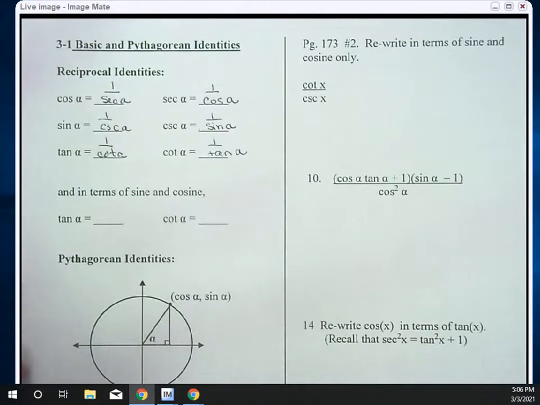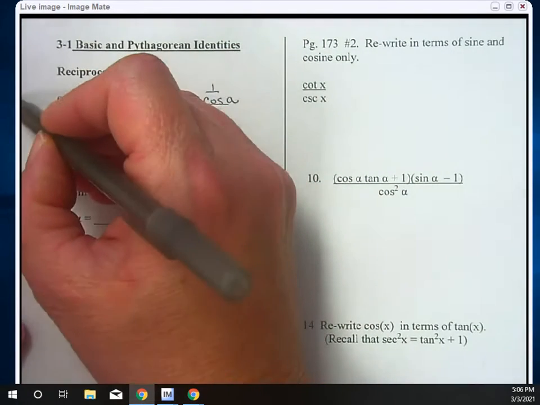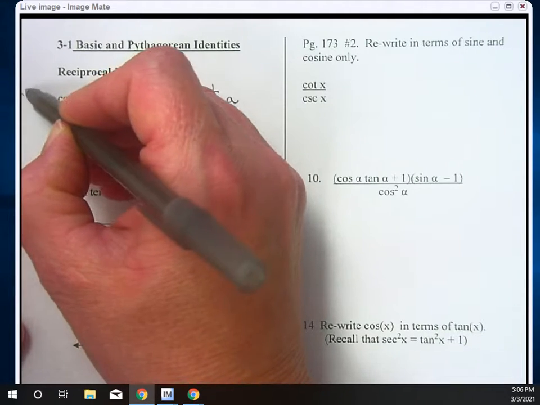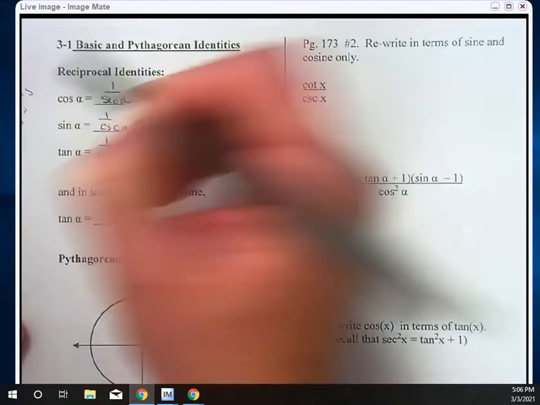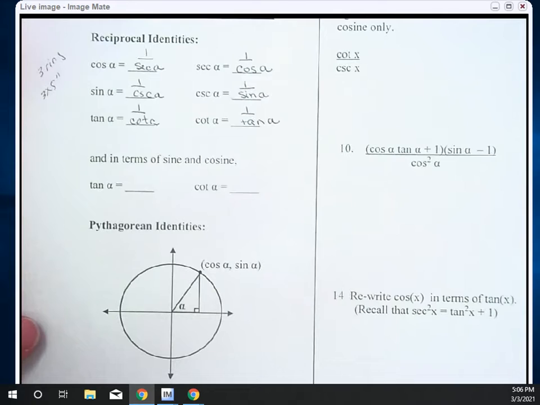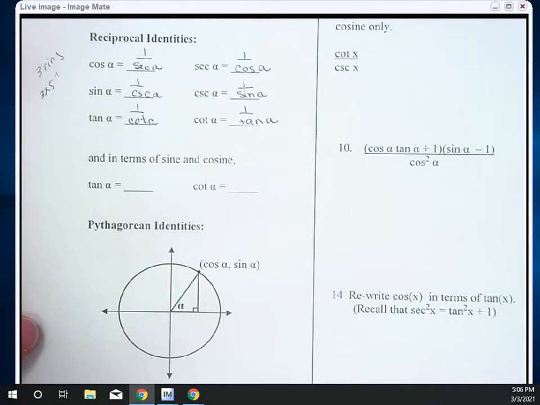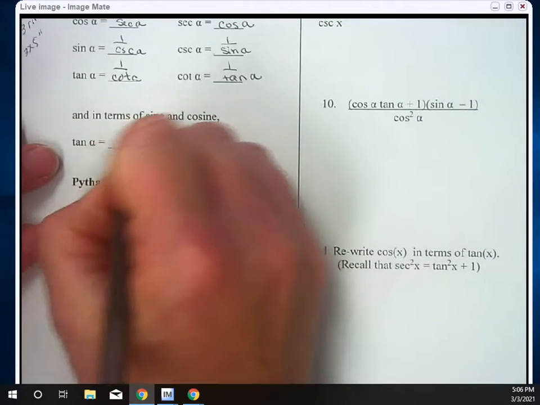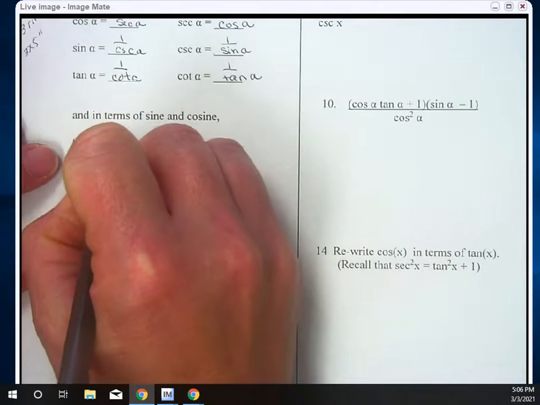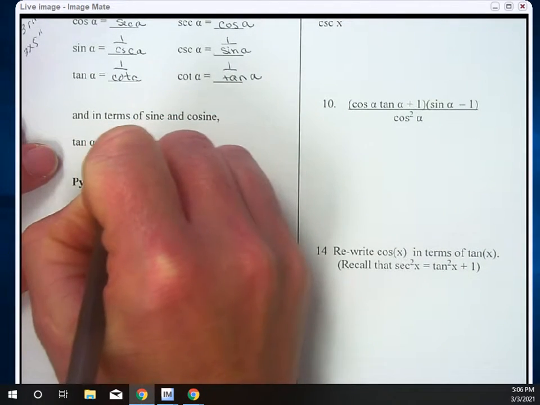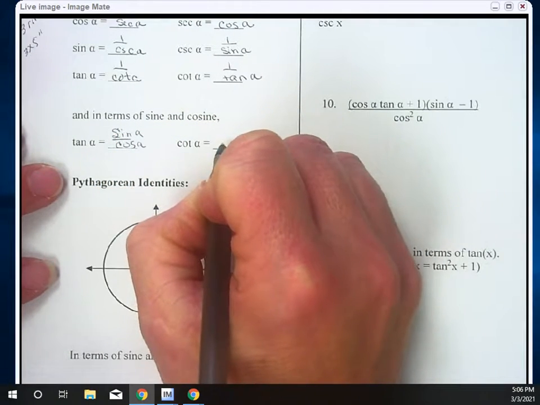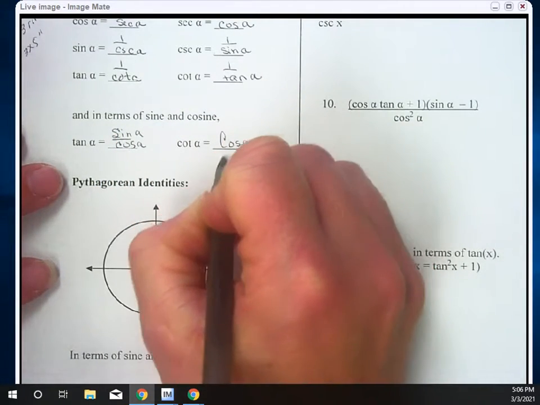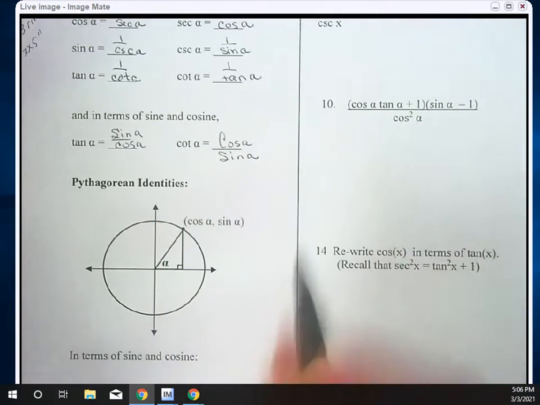The other thing that you're going to do, you're going to put these in those 3-ring binders. It's 3x5 inch cards, and you can use those on the test. In terms of sine and cosine, tangent is the sine over cosine, and cotangent is cosine divided by the sine.